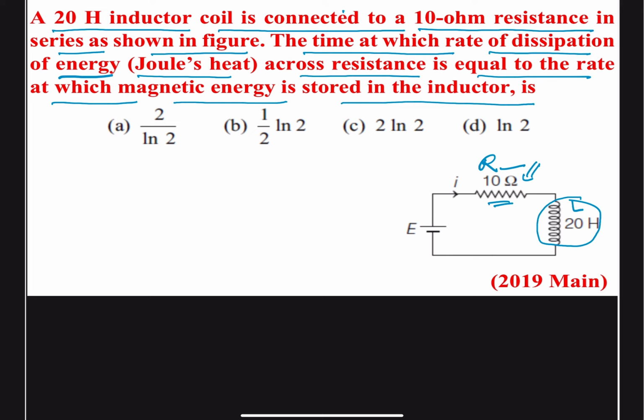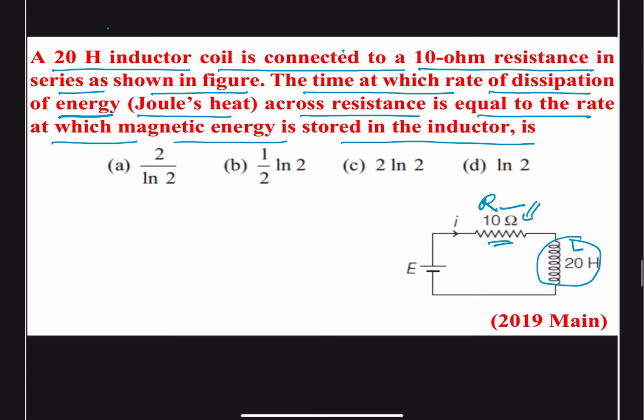So in this case, first of all we are going to find out the dissipation energy, which will be in the form of power, which is our I square R, and then we are going to find out the magnetic energy or rate of energy storage, that is a derivative of the energy stored in the inductor, and equate them. This will be giving us the time.